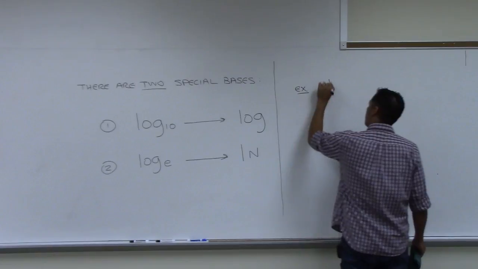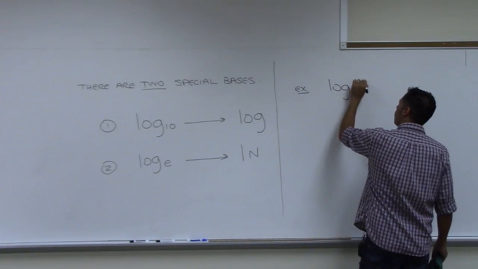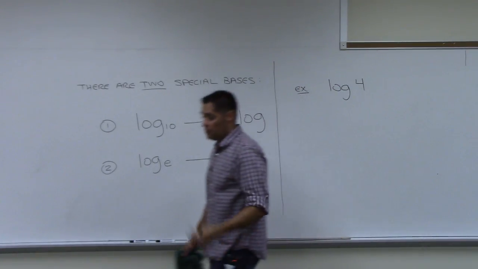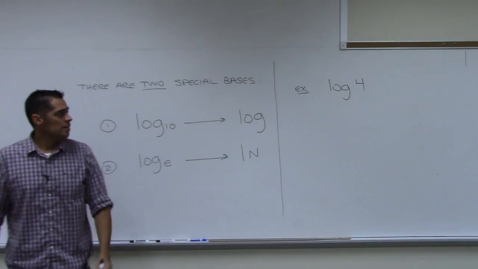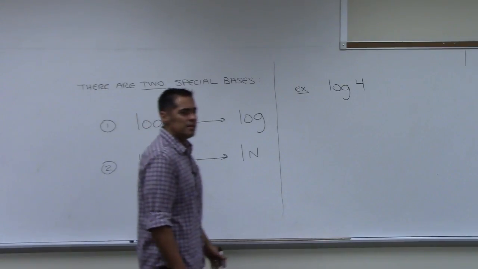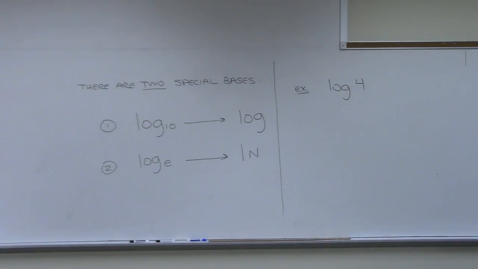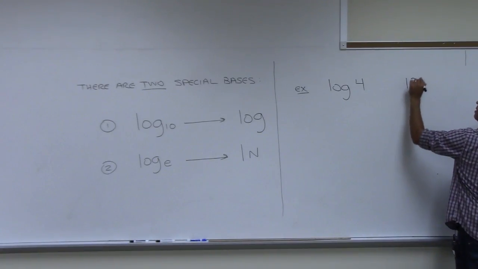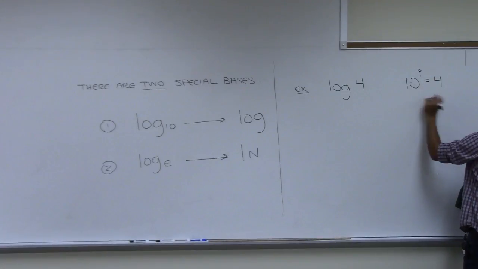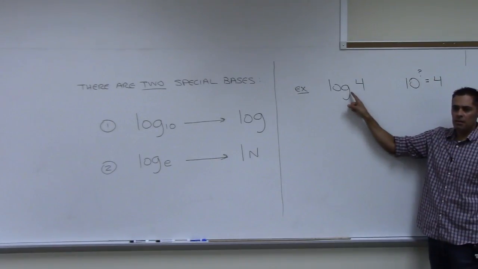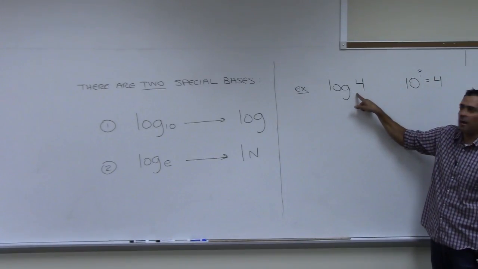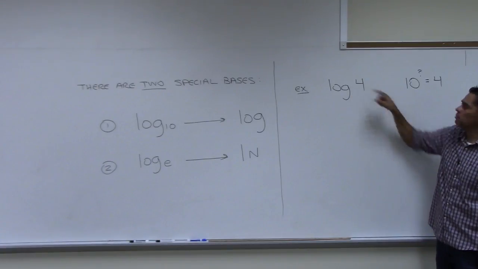Let's try, what is log 4? So you need your calculator for this. What is this really asking? Can somebody tell me what this question is really asking? Log base 10, 10 raised to what power? 10 raised to what power is 4? That's what that's asking you, right? Because the base is 10, even though I don't write it. 10 to what power is 4?